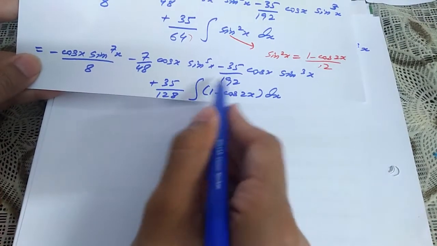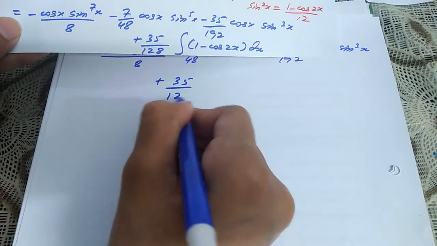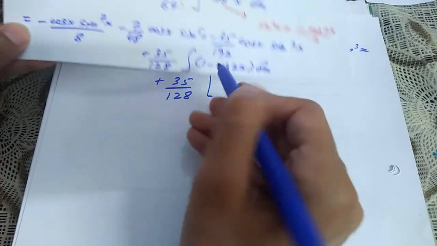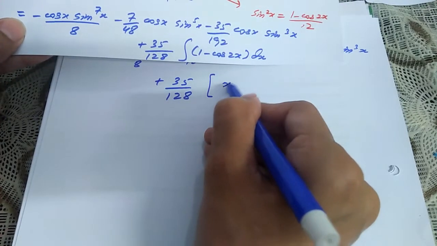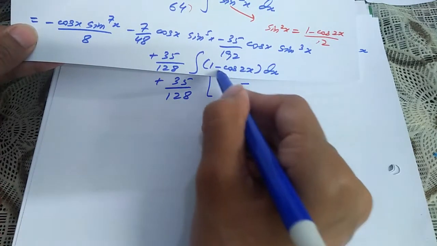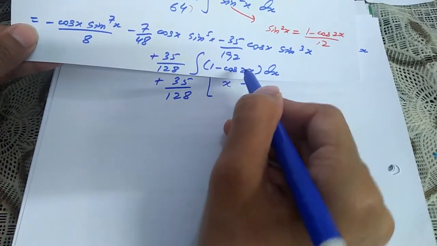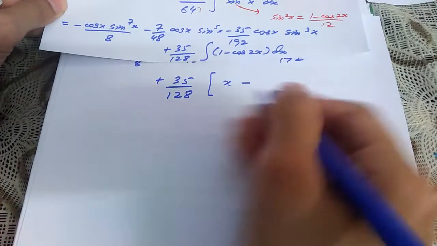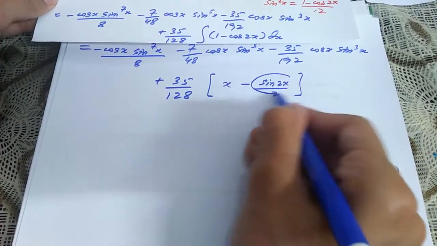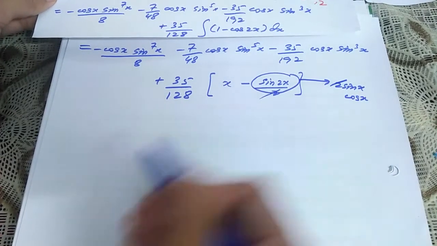Now this term, we have to integrate it. We'll get here plus 35 over 128, and inside we will be left with, we know the integration of this 1 dx, that is x. The integration is x minus here the integration of cos 2x. Integration of cos 2x, we will get here in our answer sine 2x over 2. And we know that sine 2x can be replaced with 2 sine of x cos of x. So this 2 and this 2 can be cancelled out.